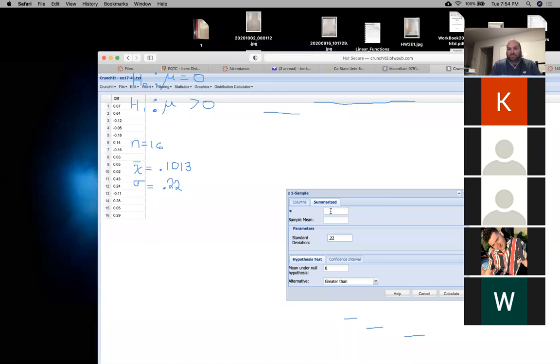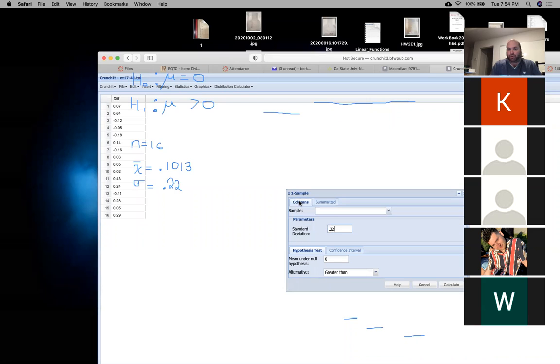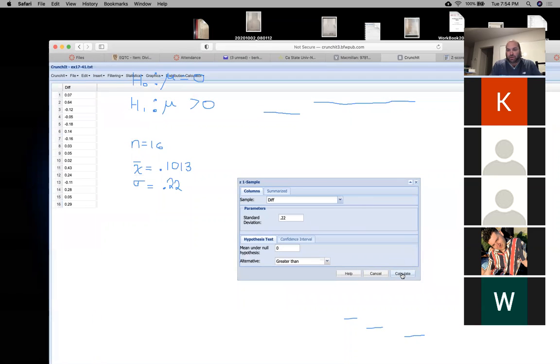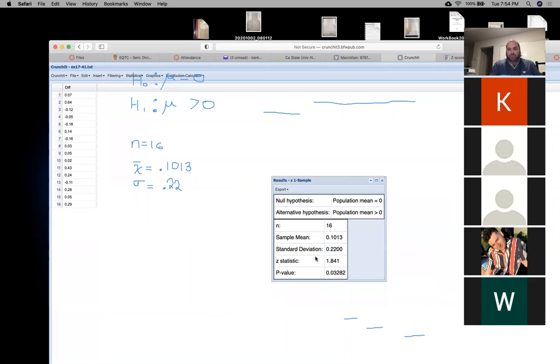Do I want to use my summary, or I just list the number and the sample mean, or do I want it to actually compute it for me by just giving it the column that I want my data to be in? Well, even though I computed this, perhaps it's rounding, so let's use the actual diff column, and then we will go ahead and calculate. So first it does give me 0.1013, which is great to see. That means we did our math correct.